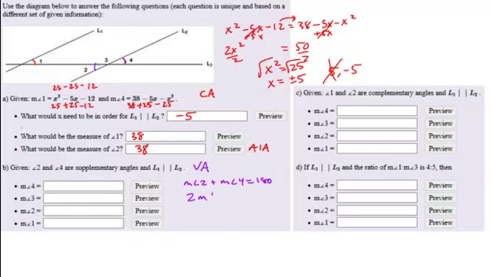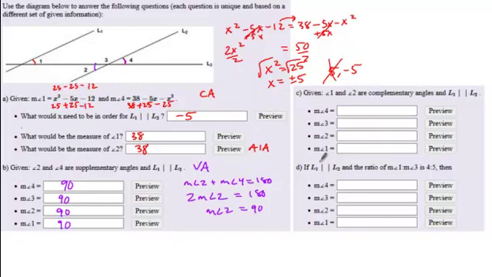So really, it's 2 times the measure of angle 2 is equal to 180, or the measure of angle 2 is equal to 90. So if angle 2 is 90, then that means angle 4 is also 90. And if angles 2 and 4 are 90, then its linear pair, angle 3, will be 90. And angle 1, the alternate interior angle here, or corresponding angle between 1 and 4, is also 90. So those would be your measures for that.